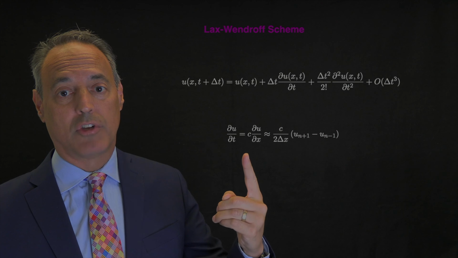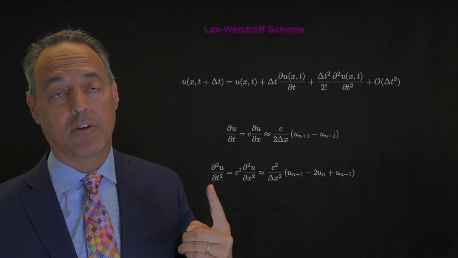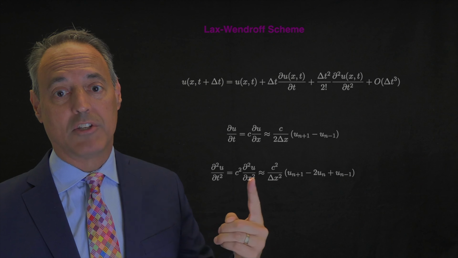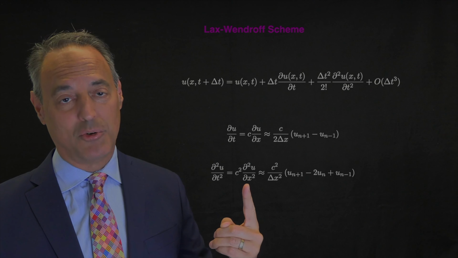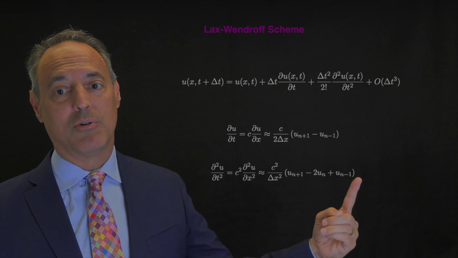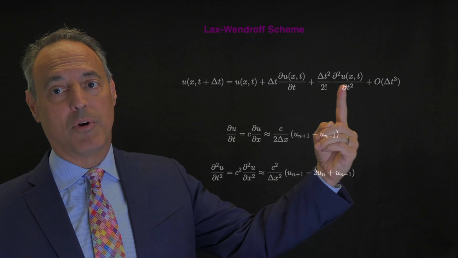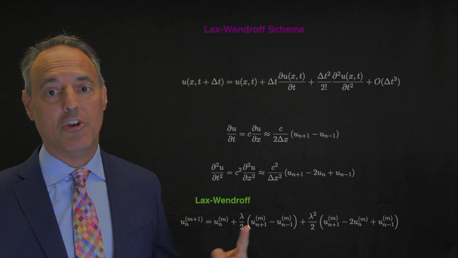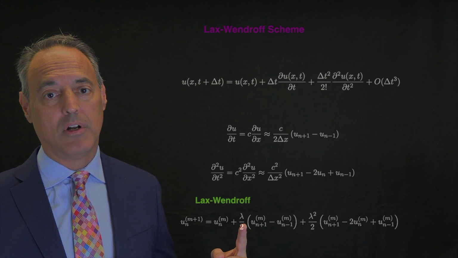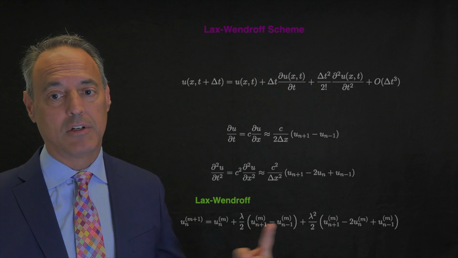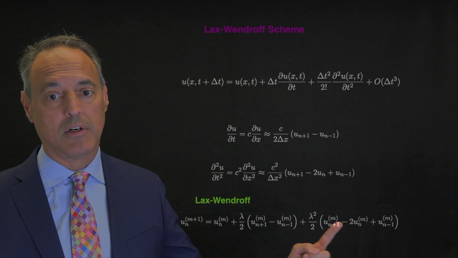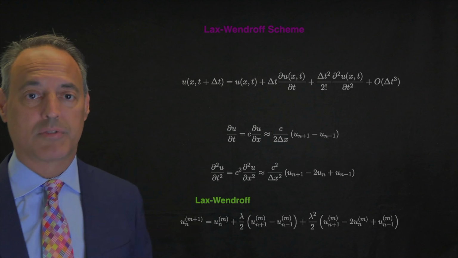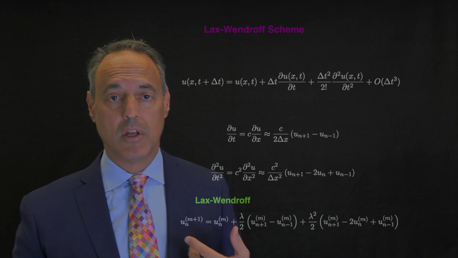You can easily show, if you take the derivative of this again to get the second derivative of u in time, it's equal to c squared u_xx, and I can do a center difference scheme and put that in here to end up with this Lax-Wendroff scheme. Notice there's still the CFL number floating throughout. I have a lambda here, the CFL number, and the CFL number squared here. And now this is the Lax-Wendroff scheme for marching the solution forward in time.